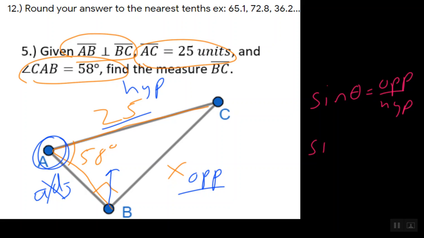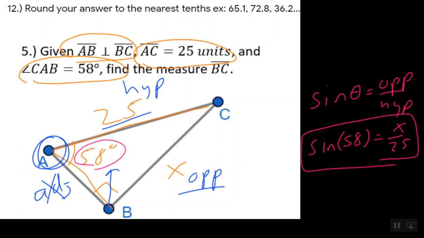Now, if we fill in everything, of course, our angle is 58 degrees, our theta, and that will equal x over 25. Now, I'm going to stop right there because you solve this the exact same way as you did the previous problem. So, go back and check that. Remember, this problem is telling you to input the value to the nearest tenth. All right, so be careful if you have to round.